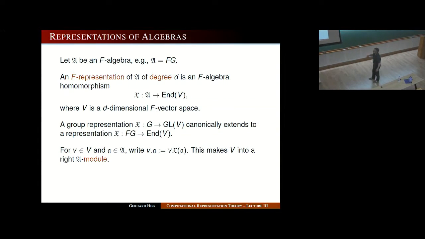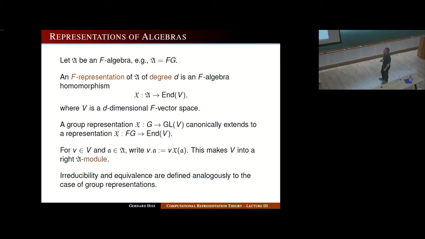And again, we can view V as a right A module. So the category of right A modules, in a sense, is the same as the category of A representations, representations of A over F. But I'm only talking about finite dimensional modules, only finite dimensional representations. Everything is finite dimensional. V is always finite dimensional.